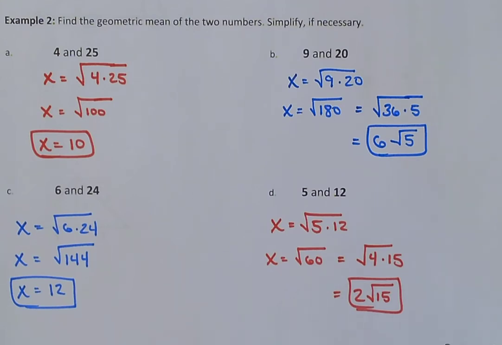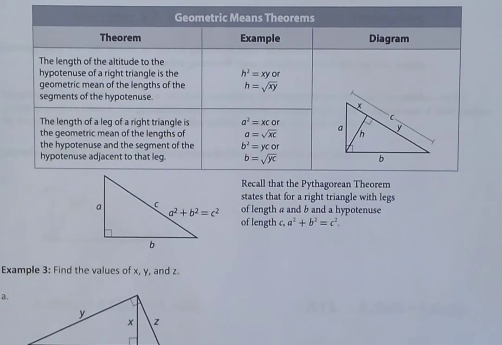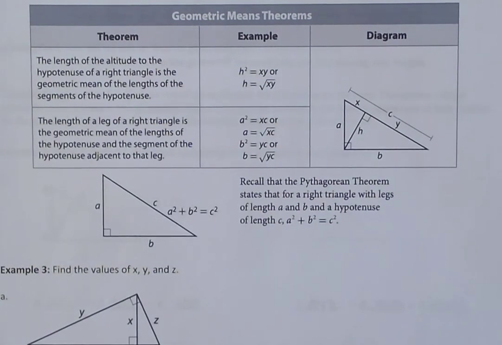I know that was a bit longer on one example, but I just wanted to refresh your memory on how to simplify square roots. So with that said, we have one final example remaining, and that is example 3 on using the geometric mean to find side lengths. Before we get into example 3, what we need to do is talk about the geometric mean theorems. There are 2 theorems using the geometric mean to help us find different side lengths.